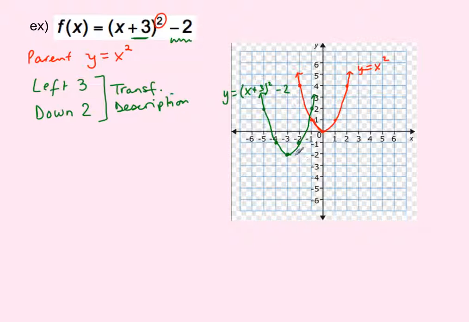Left 3, minus 2. Here's my left 3, minus 2 right there. It's always visible in that (0, 0) point. And then if I look for the a value, when I go over 1, I'm only going up 1, exactly as it should be, because there is no number there, so that a number is a 1.